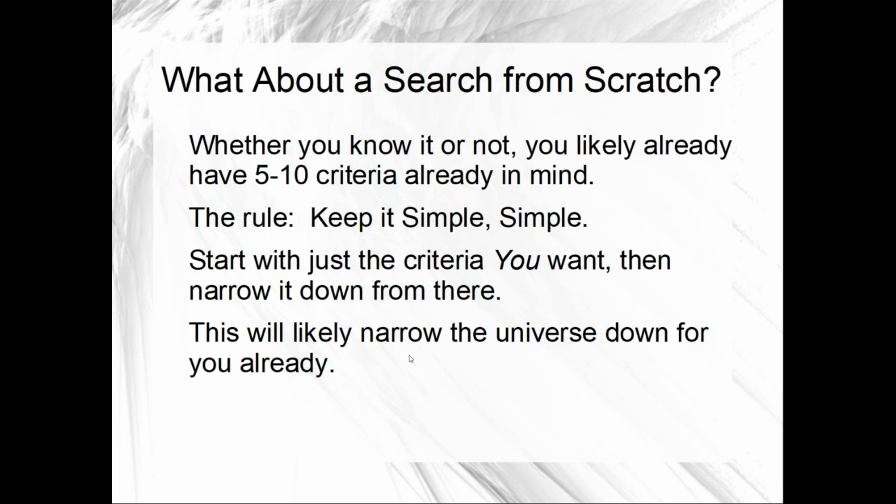And we give you the starting point, as I mentioned, to use as a stepping stone, but you're going to have your own searches. And whether you know it or not, if you're interested in a given strategy, you already have 5 to 10 criteria in mind. The rule is to keep it simple. Start with just the criteria you want in a given strategy and then narrow it down from there. Even with only using 5 or 6 criteria in a specific search, or specific strategy I should say, you're going to narrow down the universe of options more than you think.